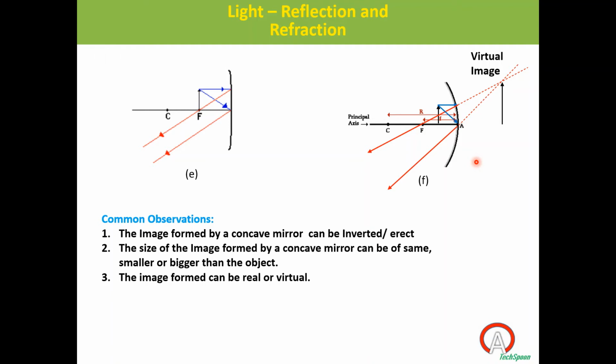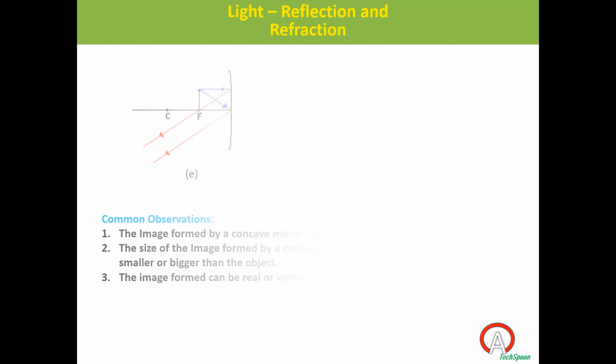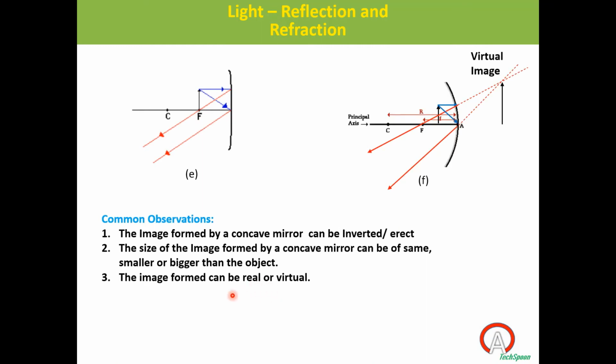The image formed can be real or virtual. Both are possible in the case of a concave mirror. You will get a real image and also a virtual image. Completed? The image formed can be a real or virtual image. Finished or not?